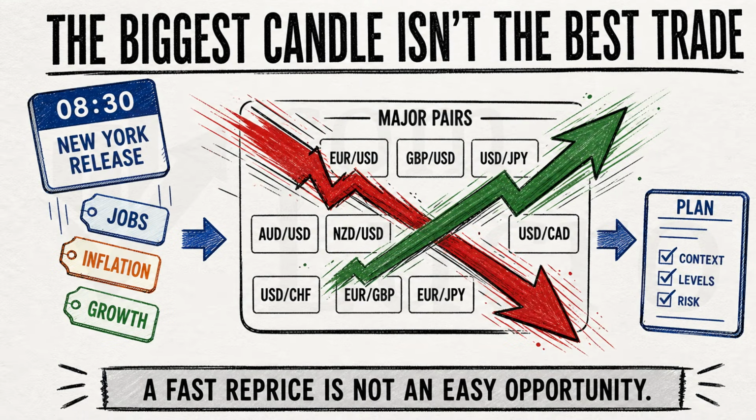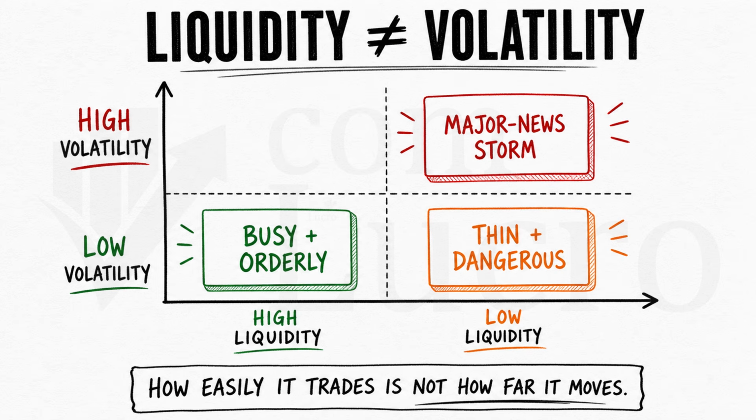Here is the uncomfortable truth. The biggest candle of the day is not automatically the best opportunity of the day. A huge move at 8:30 New York time can come from a jobs number, an inflation surprise, or a moment when everyone needs to reprice the dollar at once. It may be very liquid in one sense, enormous volume is arriving, and still be extremely hard to trade because the price is changing faster than a normal plan can keep up. So liquidity and volatility are related, but they are not the same thing.